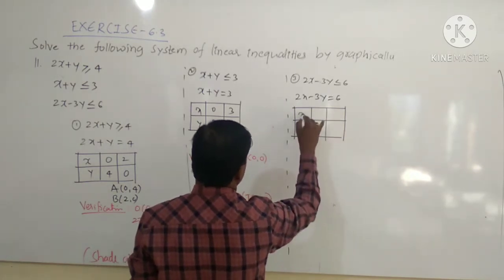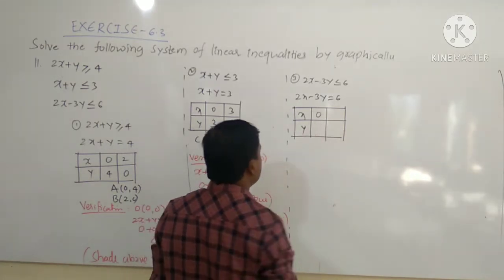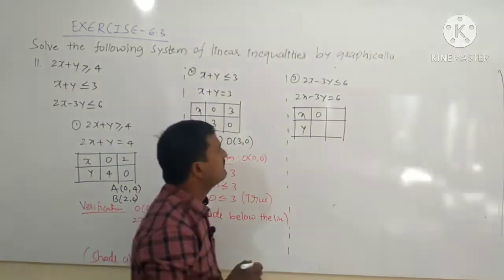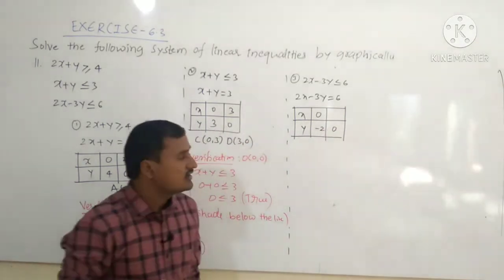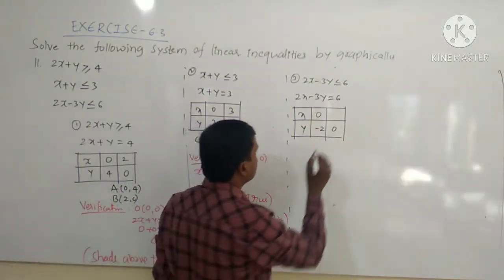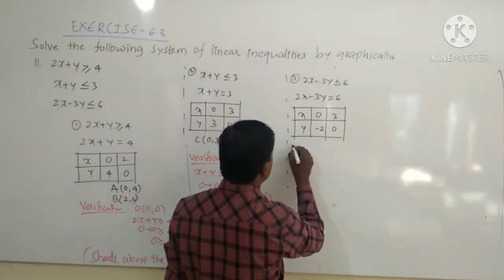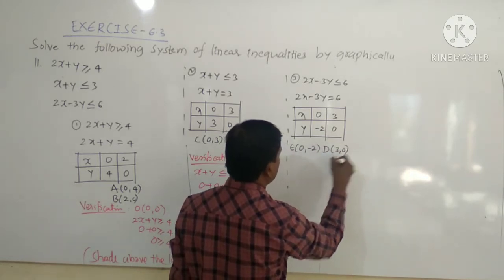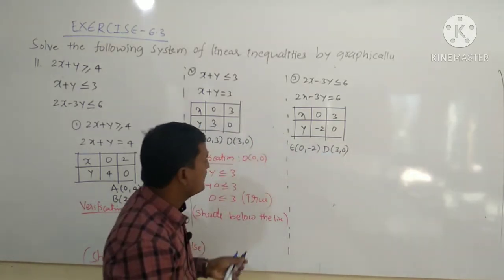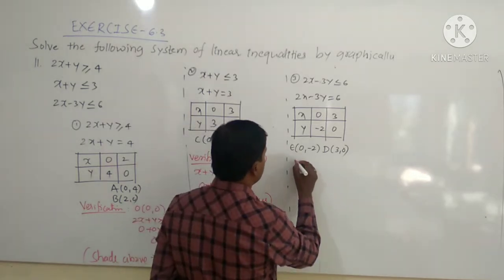So again here we are getting the negative values of x, y. Put the value of x equal to 0. Write the value of y. So clearly it is minus 2. Put the value of y equal to 0. What is the value of x? 3. So therefore the point E here I will write 0 comma minus 2 and D is 3 comma 0. Okay. Again here you have to go for verification.